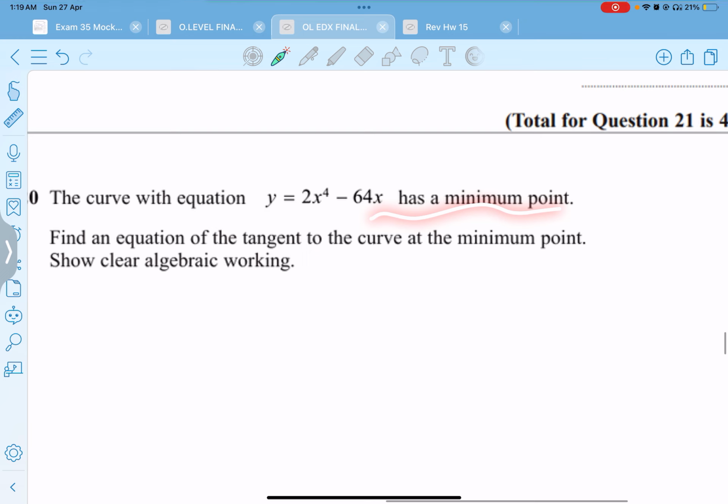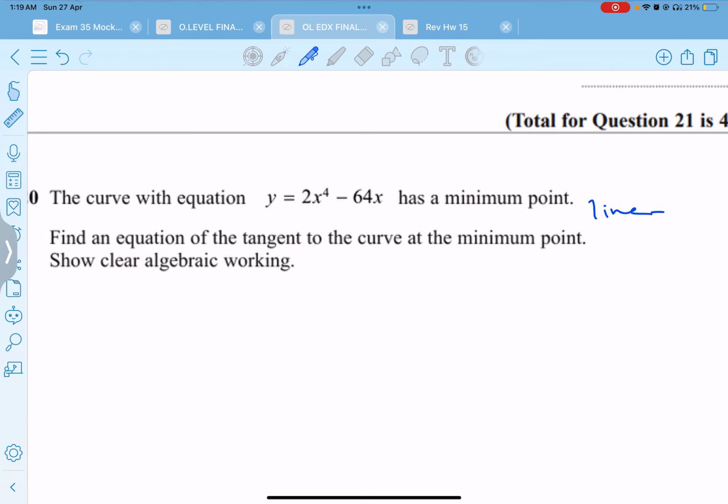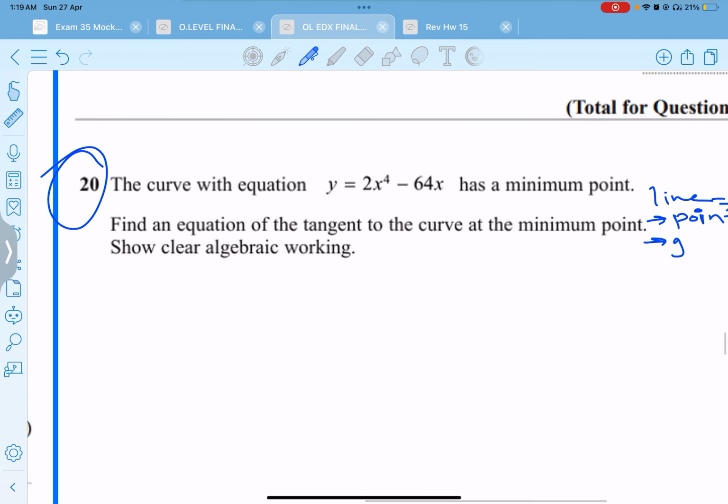The curve has a minimum point, and the tangent to the curve at the minimum point, so you find the gradient and the point. How to find the equation of a line: we always know that for a line you need a point and a gradient. I'm moving just fast in some questions because they're easy, and I'm stopping only for the harder questions.